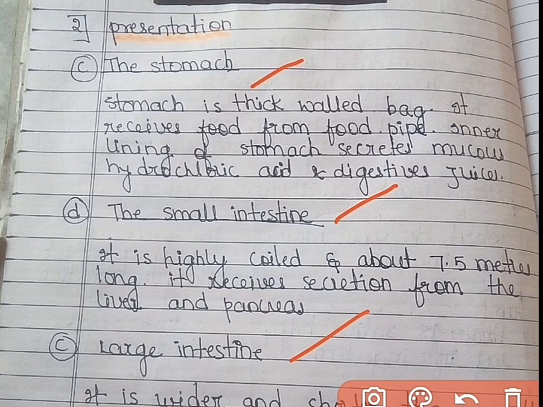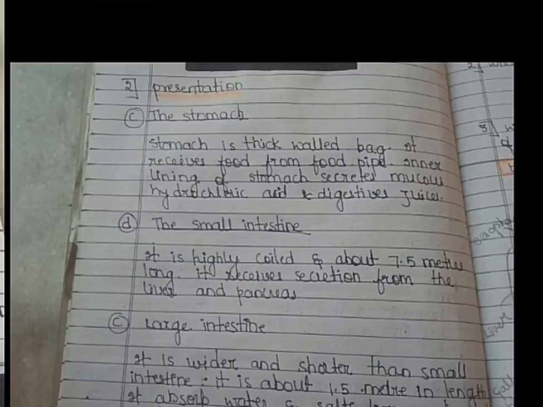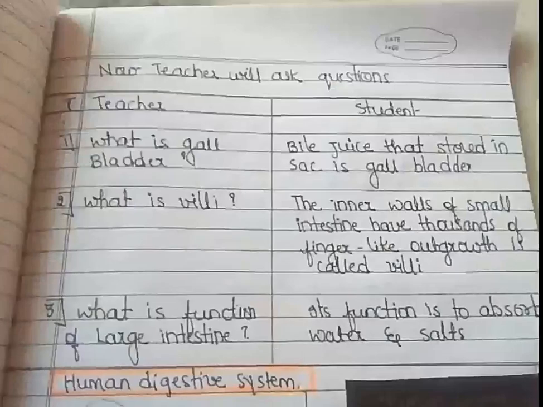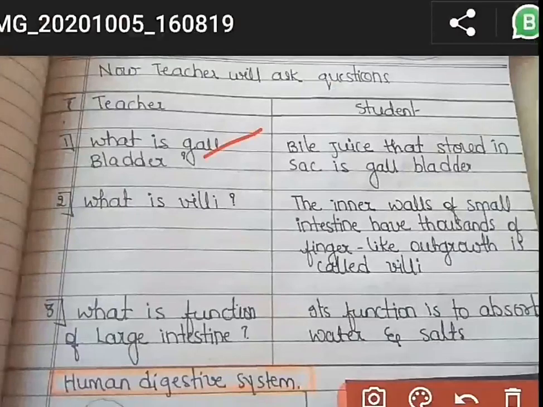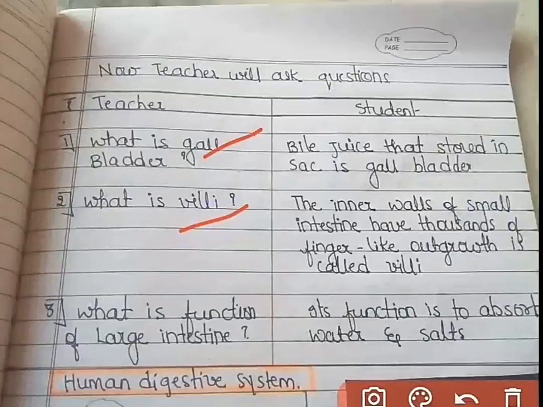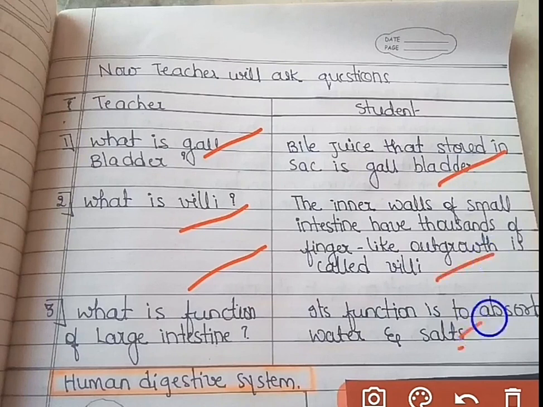Here is the question that we are going to ask students. What is the gallbladder? What is villi? What is the function of the large intestine? I have added 3 questions only. You can add 4 to 5 questions here. And this is the answer that we expect from students. So like this we have to explain everything properly, and after that we have to ask questions to students.